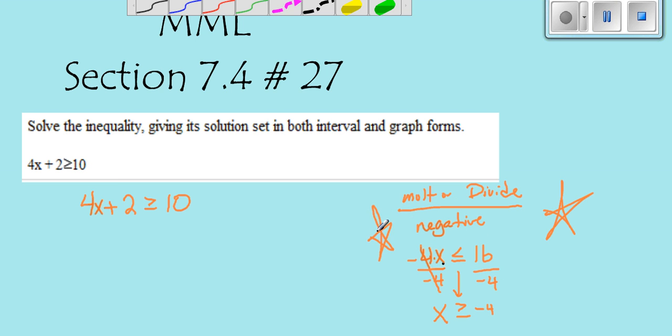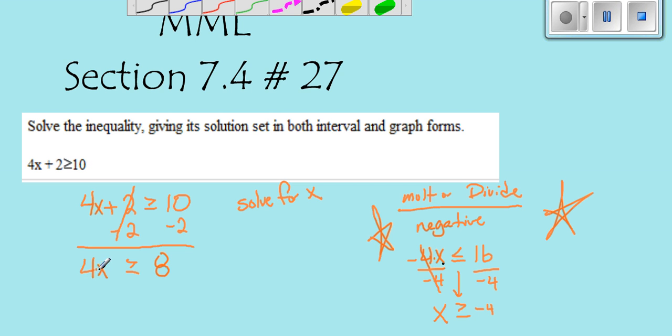Pay attention, make sure this doesn't happen to you. Otherwise, it works just like equations. So we're trying to get x by itself, so essentially solve for x. We subtract 2, subtract 2. Haven't used the 4x, so we bring it down. Positive 2 and negative 2 cancel, greater than or equal to 8.